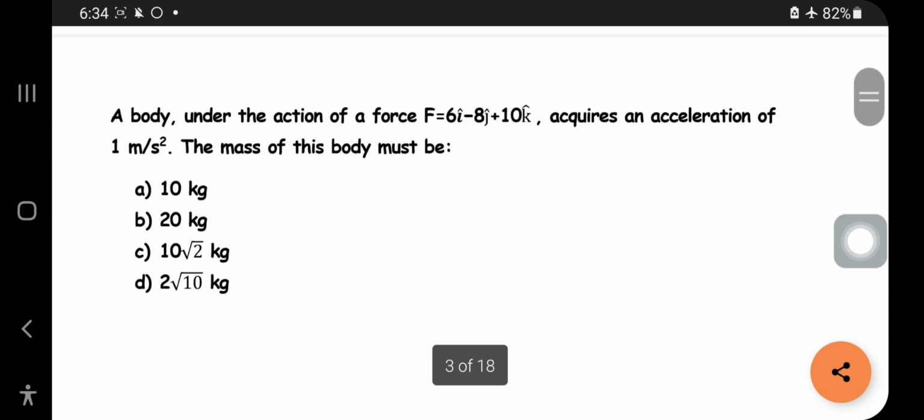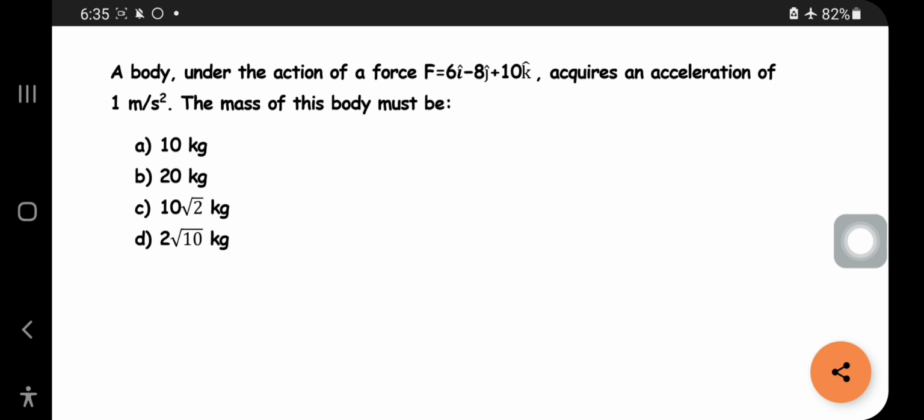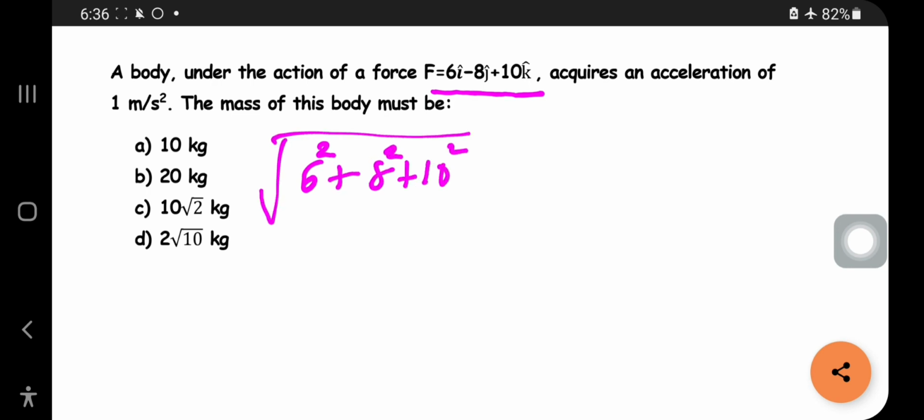The first question is, a body under the force F equal to 6 i cap minus 8 j cap plus 10 k cap acquires an acceleration of 1 meter per second square. The mass of the body must be. In this case, we should obtain the magnitude from the vector equation. So what will be the value? Square root of 6 square plus 8 square plus 10 square, which will be 10 root 2, right? This is the force.